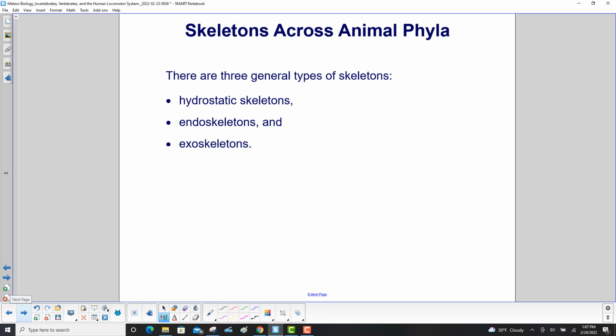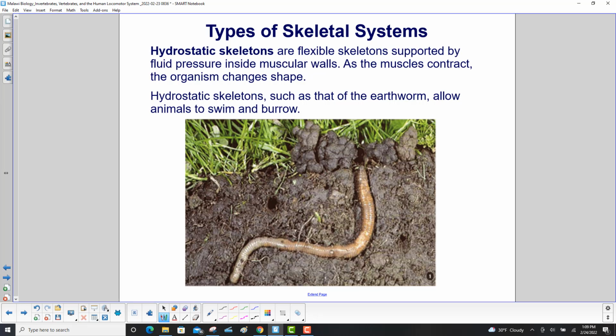There are three general types of skeletons: hydrostatic, endoskeletons, and exoskeletons. Hydrostatic skeletons are flexible skeletons supported by fluid pressure inside muscular walls. As the muscles contract, the organism changes shape. Hydrostatic skeletons, such as that of the earthworm, allow animals to swim and burrow.